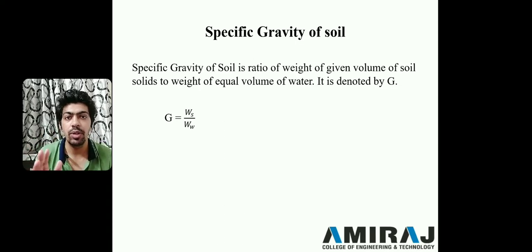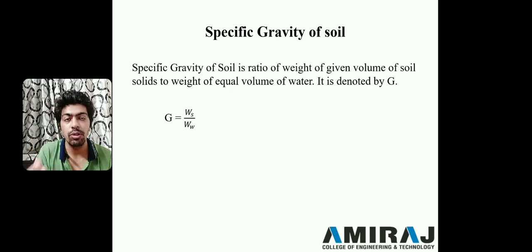Suppose we are going to take a 1000 ml cube. In that 1000 ml cube, what is the weight of soil mass, and what amount of water can it carry? So the ratio of weight of solid mass divided by weight of water, both having the same equal volume, is known as specific gravity. It is always indicated with G.